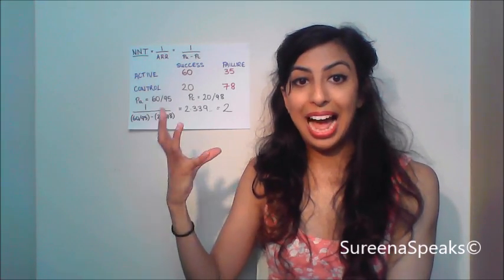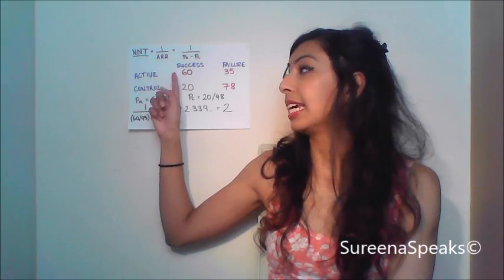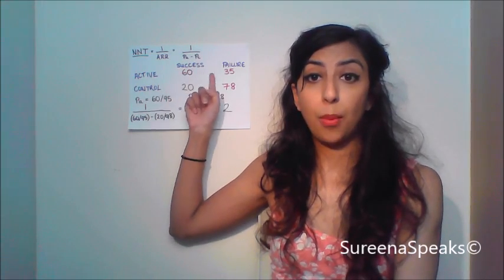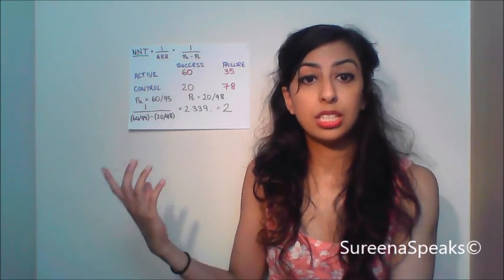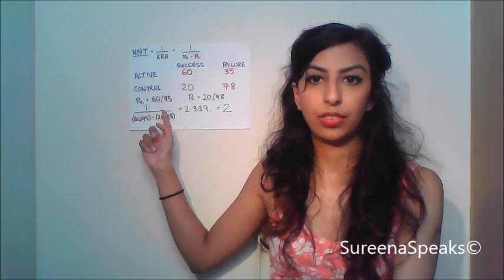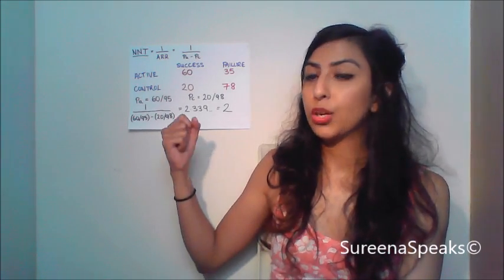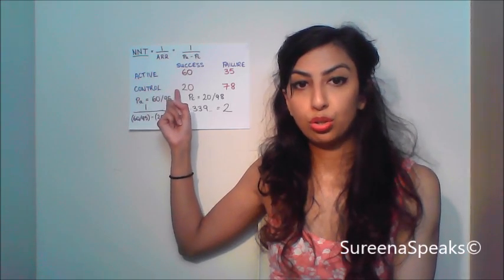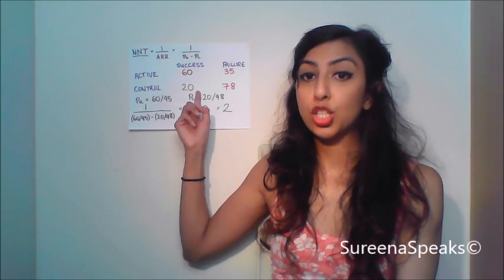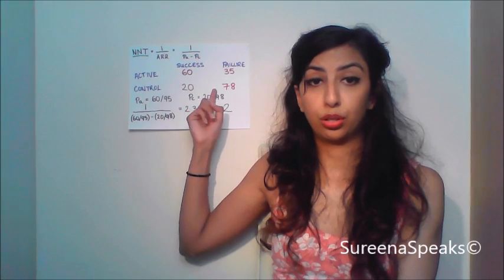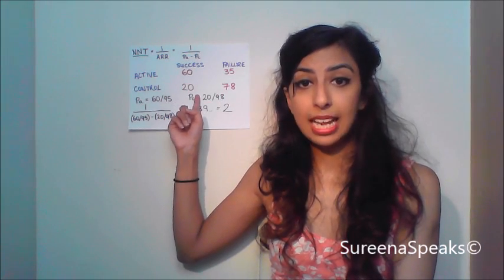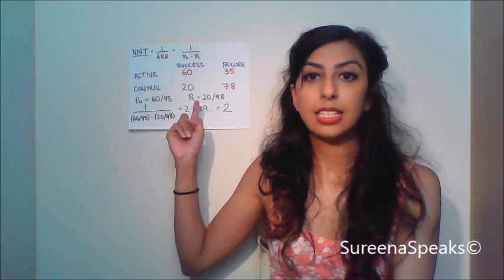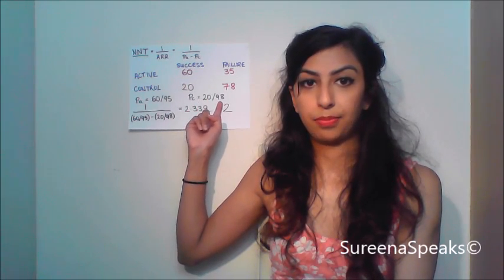So PA we said was our active, so it's our 60 divided by our total taking the active medicine, which is 95, so 60 over 95. Our PC is looking at the success rate, so always looking at the success rate of those who took the control drug compared to in total who took the control drug. So looking at who were successful with the control drug over the total number of people taking the control drug, that's 20 over 98.